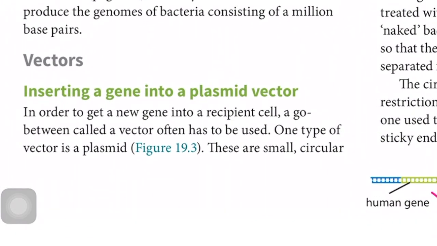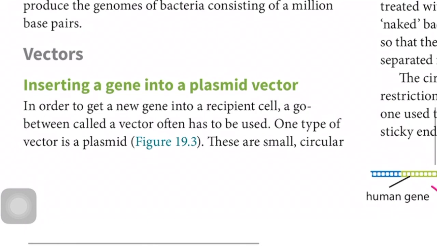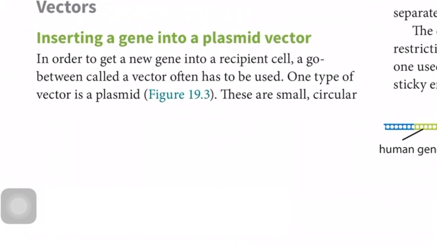Okay, so vectors. I've explained how a vector is used, and I've explained liposomes and some other vectors. Okay, so let me get into details. Getting a gene into a plasmid vector. In order to get a new gene into a recipient cell, that is the cell in which we want to introduce the gene, a go-between called a vector often is used. The gene cannot be directly taken into the DNA of the cell. It has to be taken in by something, and that something is called a vector.